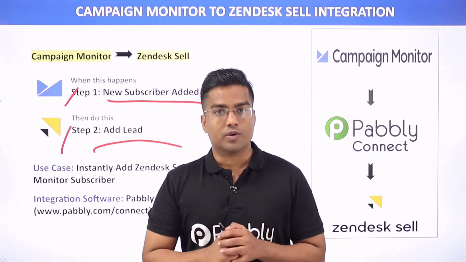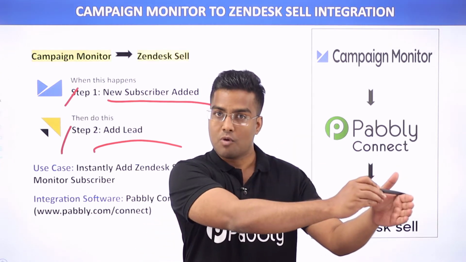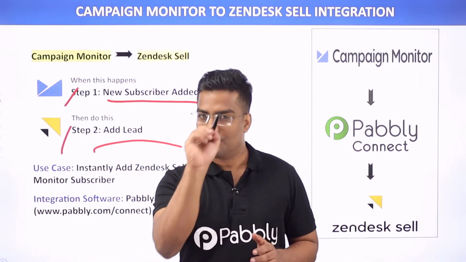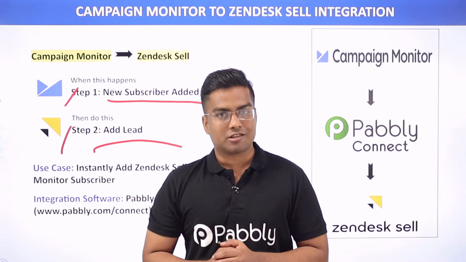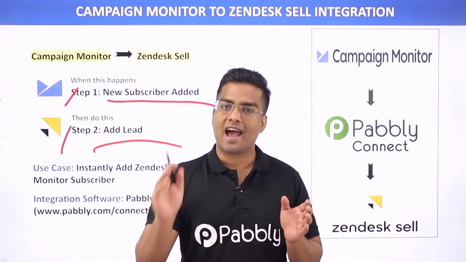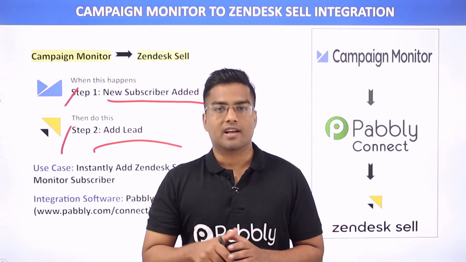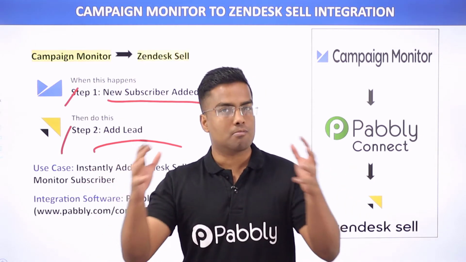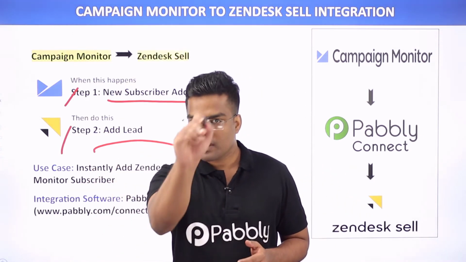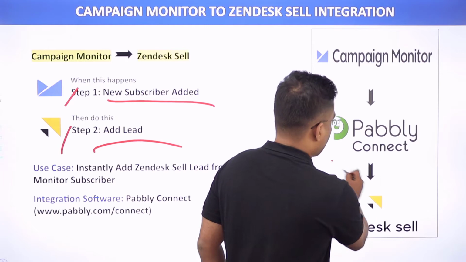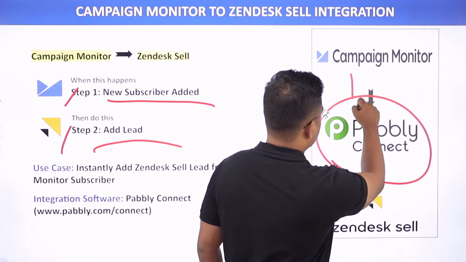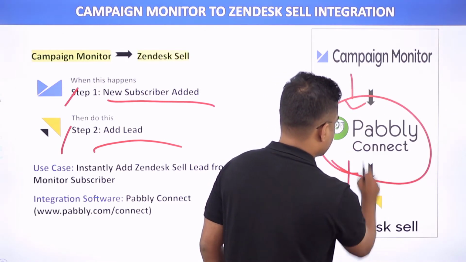So what we are going to do is send the data from Campaign Monitor to Zendesk Sell. But there is one minor problem. There is actually no integration between Campaign Monitor and Zendesk Sell. So in cases like these, we need to bring a third app to connect them both. In this video, we will be using Pabbly Connect to integrate Campaign Monitor and Zendesk Sell.